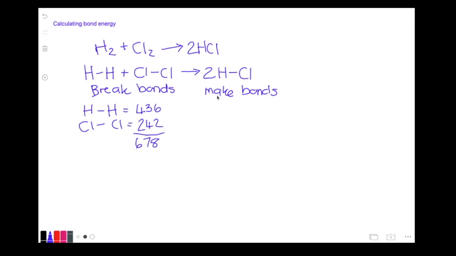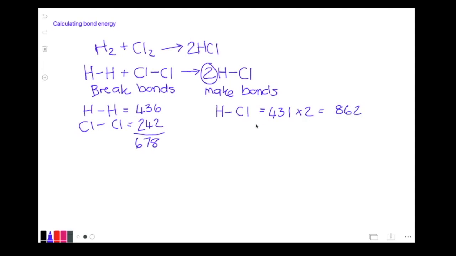Right, let's move over to the right hand side now. Over here we've got a hydrogen chlorine bond, and the energy released to make that new bond is 431 kilojoules per mole. However, we've got two molecules of this, so we have to account for that in this calculation. We have to multiply that 431 by 2, and once we put that into our calculators, that comes out at 862 kilojoules per mole.